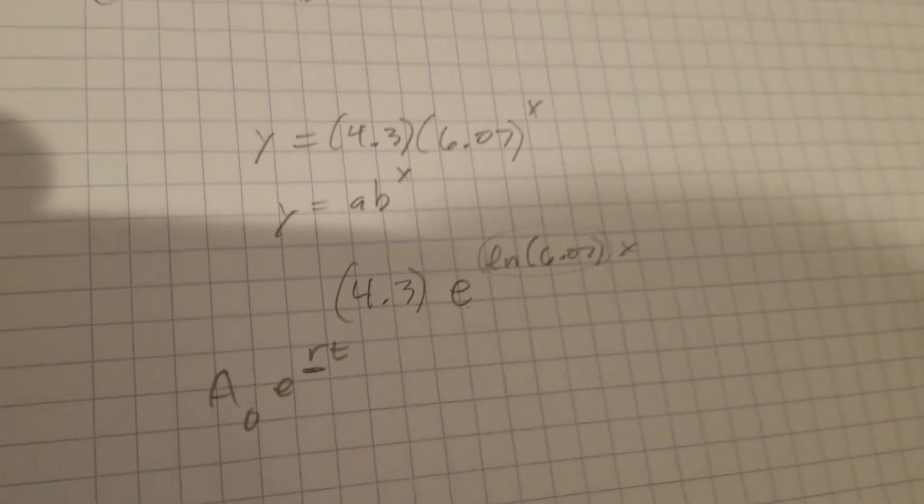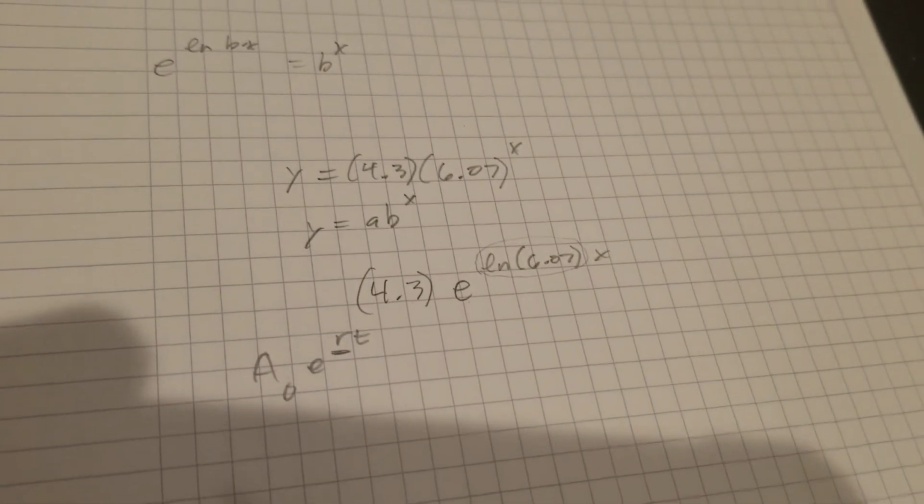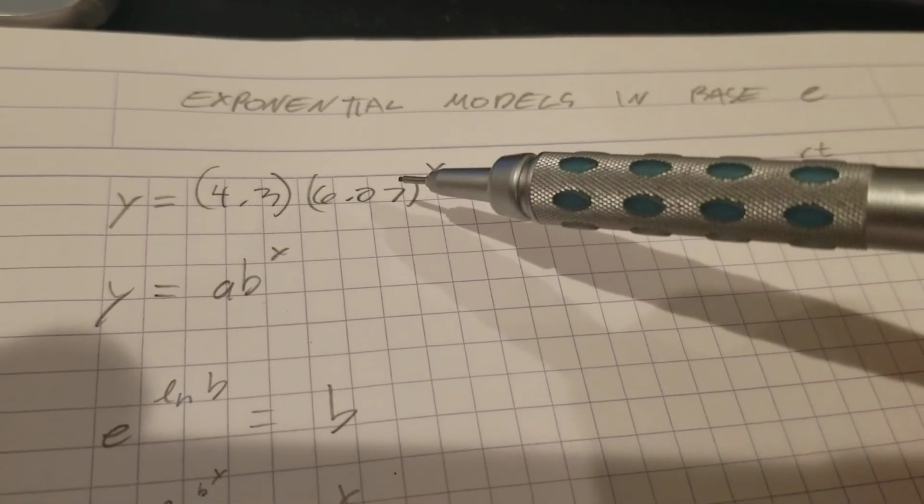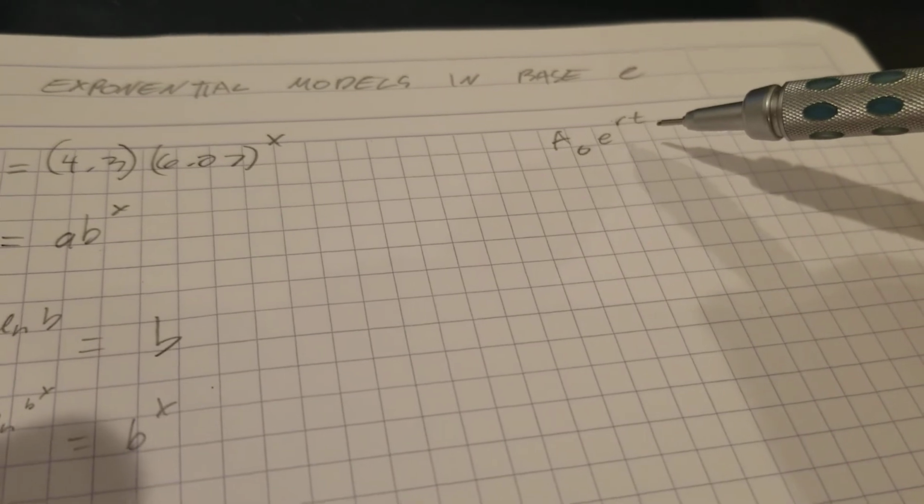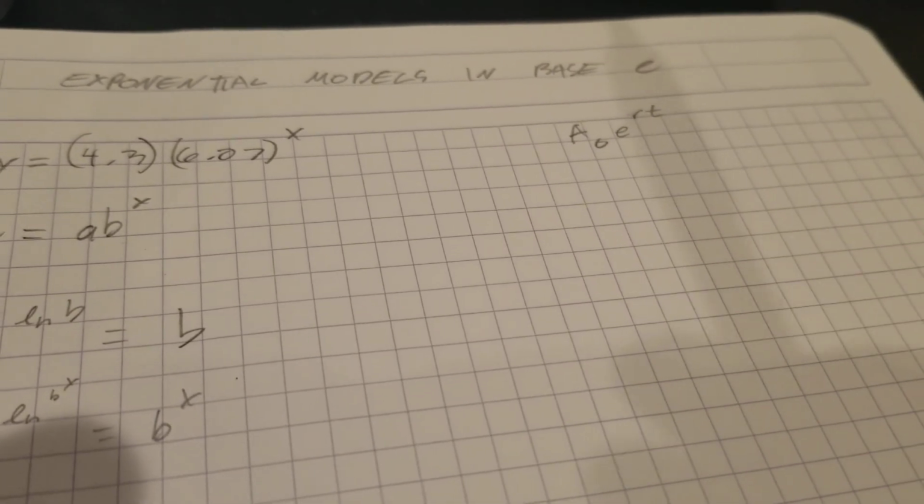And yeah, so that's how we take exponential models that are not in base e and put them into base e so we can find rate and time and that kind of stuff.